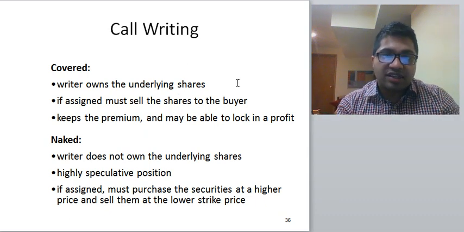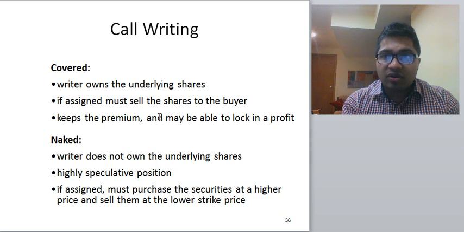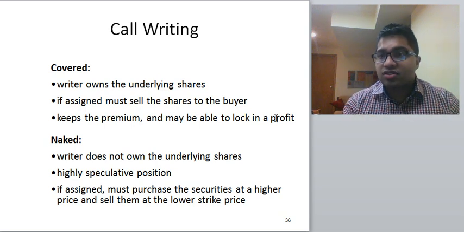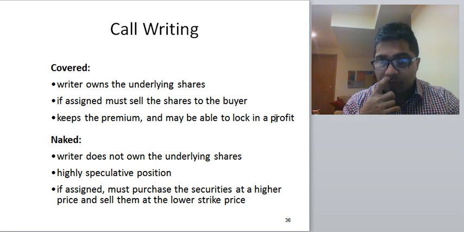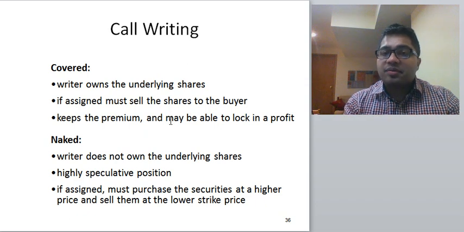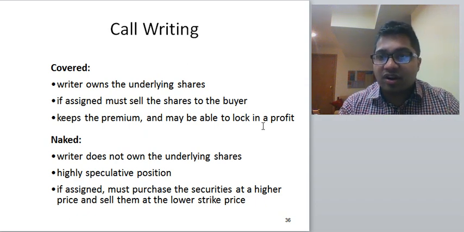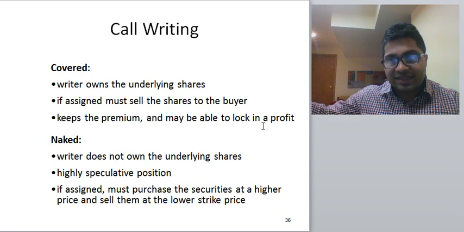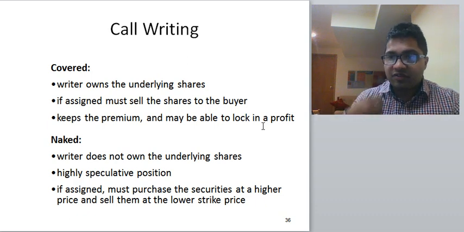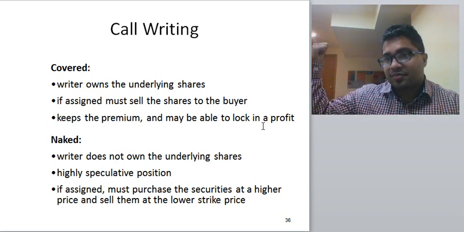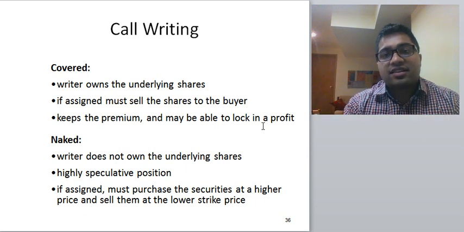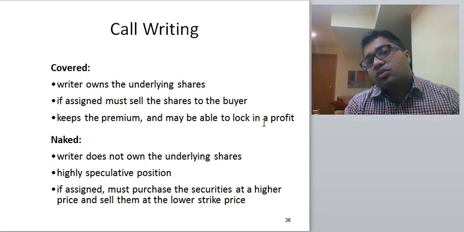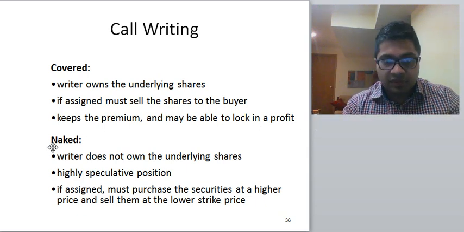So the writer owns the underlying share. If you are assigned, you sell the stock and you give it to the buyer. You keep the premium if you are not assigned. So if the buyer doesn't execute, you keep the premium. If the buyer executes, you sell your stocks and pay him. So you have less risk. You may be able to lock in your profits.